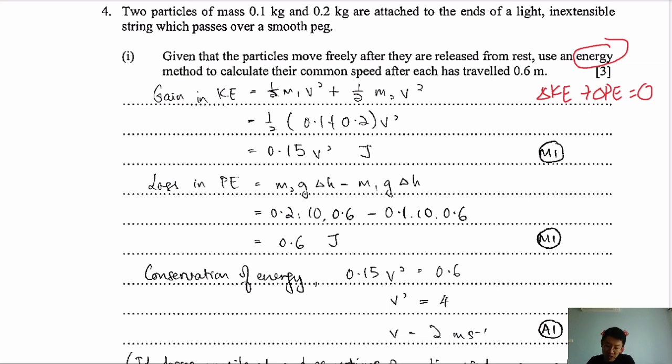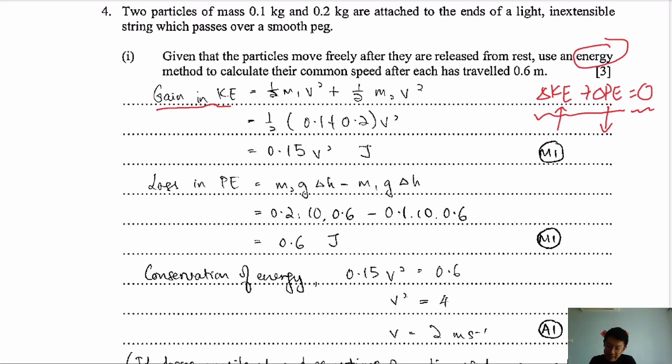In another word, what happened for this one is that there is a gain in KE, because the system starts from rest. The two particles are initially at rest, and when they are released, they start to move, so they have a certain velocity, so there will be a gain in the KE. This gain in the KE is equal to the loss in the PE. If KE gains, the PE will lose. In order for this equation to be 0, we need to find out for each one.